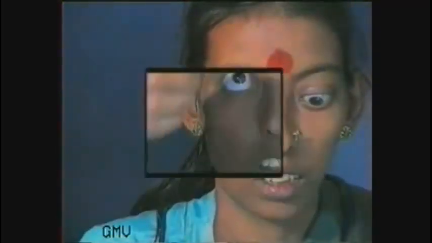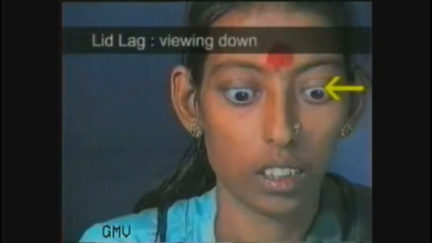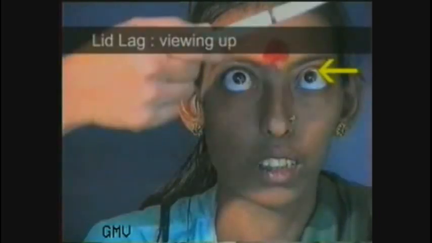Now test for lid lag or von Graefe's sign. With the left hand, fix the patient's head to prevent neck flexion or extension. Hold your right index finger in front of the patient's eye at a distance of 40 centimeters and, asking the patient to follow the finger, move it upwards and downwards. When the patient looks downwards, the upper lid lags behind and a larger portion of the white sclera is exposed on looking down. This is a positive von Graefe's sign.